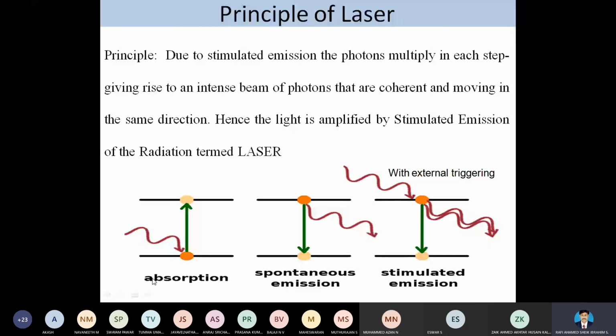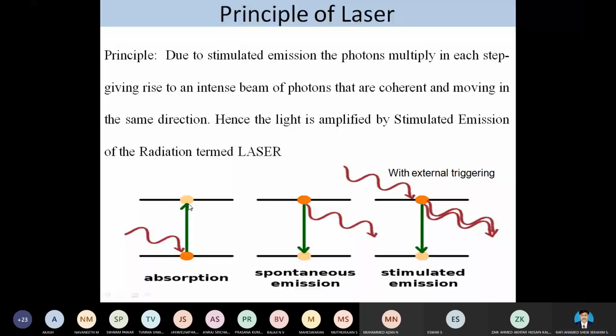Atom in the ground state gains energy and goes to the higher state. That's all, in a simple way. So this is the first stage. Once the first stage is over, we can see the presence of the atom in the higher state. Now the atom reaches the higher state. It is elevated to the higher state.